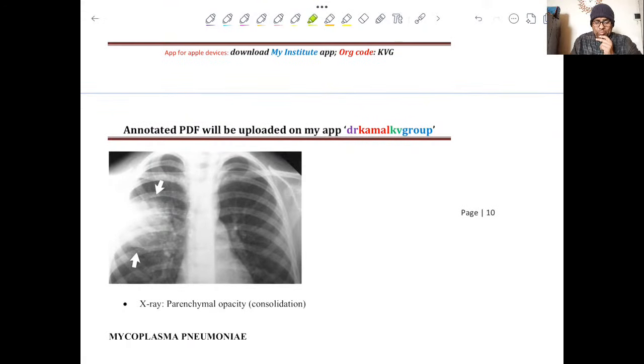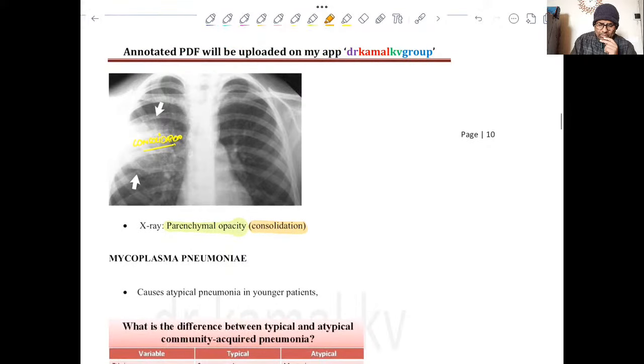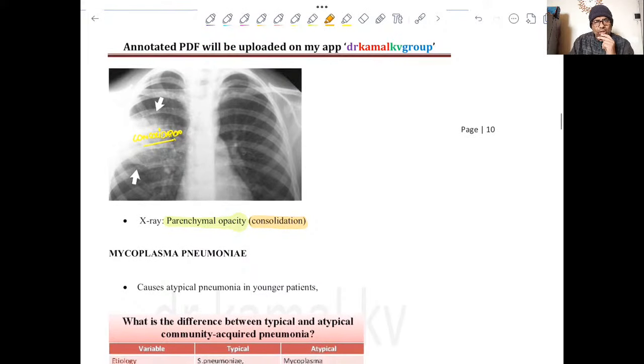Now what is more important from pneumonia in exam point of view is the X-ray finding, and this is known as consolidation, right? So what you will find on X-ray, parenchymal opacity, and that is consolidation. So the moment you find the word consolidation or any appearance where you find a very white localized opacity, it has to be pneumonia, right? And that is known as consolidation in radiological terms. And please don't confuse it with pleural effusion, because pleural effusion is always on the lower part, because fluid has a tendency to gravitate down.